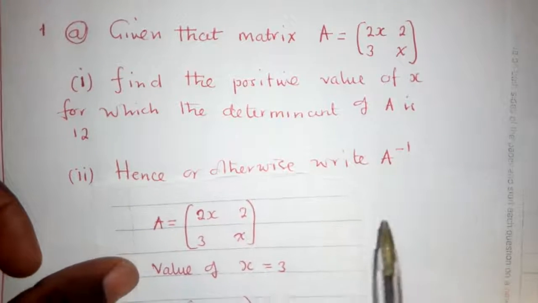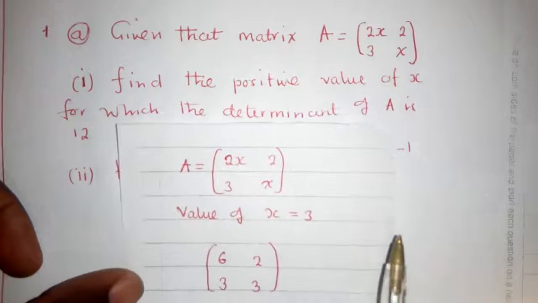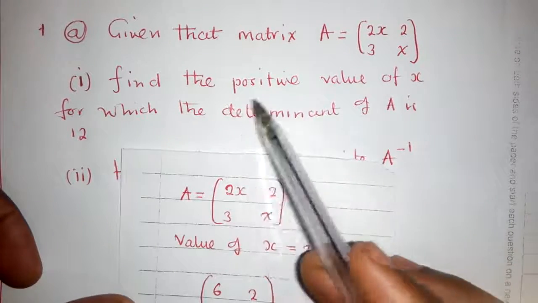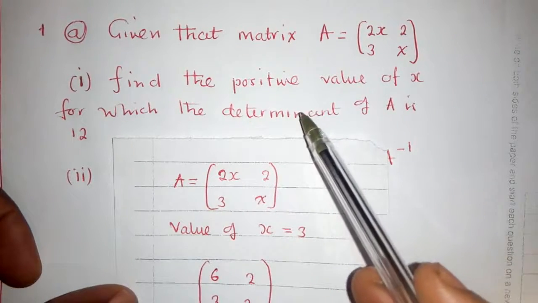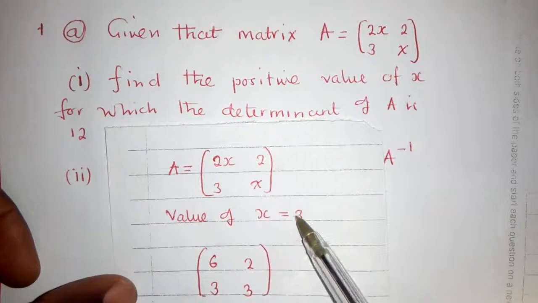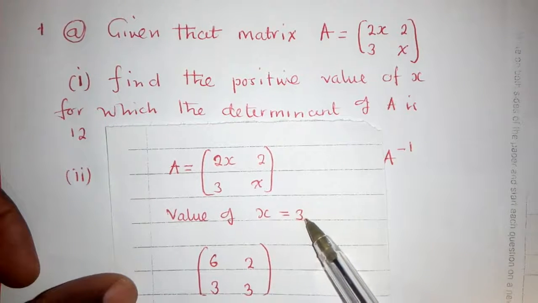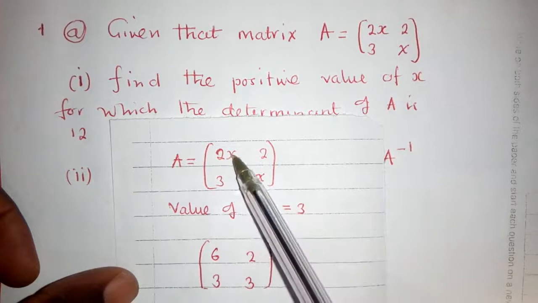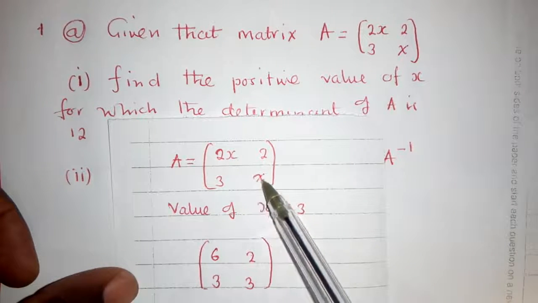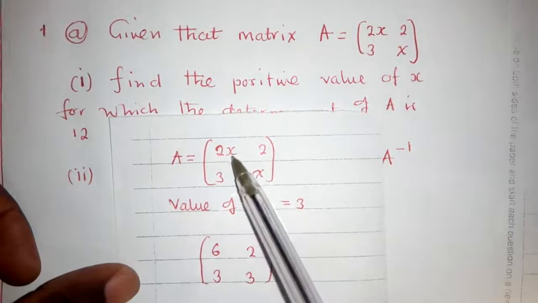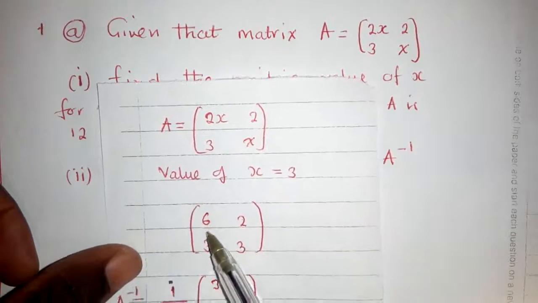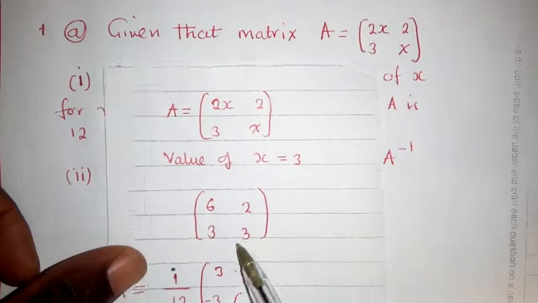So for us to find the inverse of A, we get the matrix we've been given, and remember in our previous question, we found the value of x to be 3. So since the value of x is 3, you put this 3 where x is, here, here and here, and when you solve here you have 6, because it will be 2 multiplied by 3, which is 6, and then here it will be just 3.